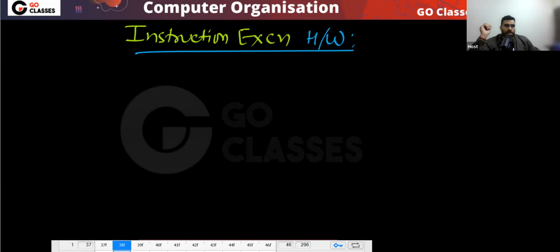Okay. So now let's see from the hardware point of view how the instruction execution will happen. Let me create the hardware, how things will happen in the hardware. You know there is a program counter, right? What will this program counter do? This program counter will tell you where the next instruction is.